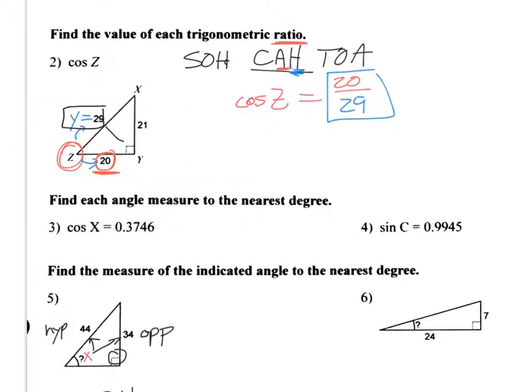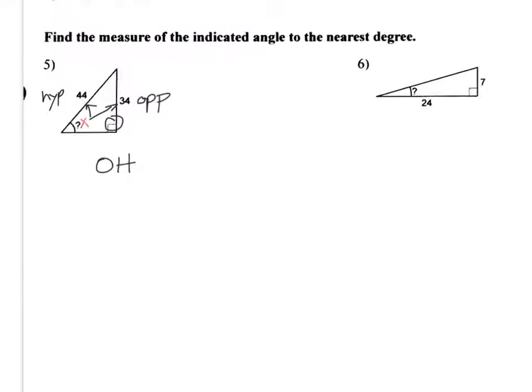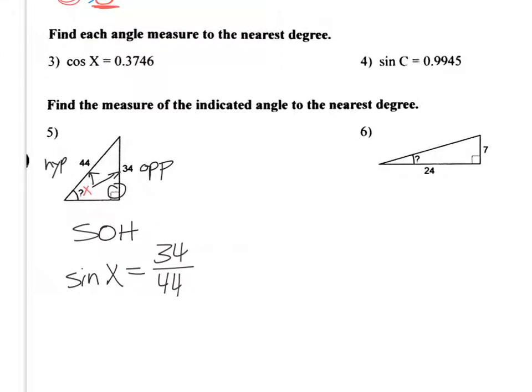So I scroll back up here to the top. I see OH right here is with sine. So I'm using my sine ratio. So sine of my angle, which in this case is x, what I'm looking for, equals my ratio, opposite over hypotenuse. Now basically all I'm doing is what I did in the previous problem. I'm going to divide 34 by 44 and get a decimal. So I get sine x equals 0.7727, and that all repeats.